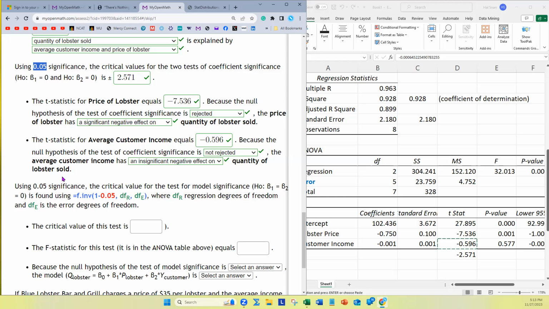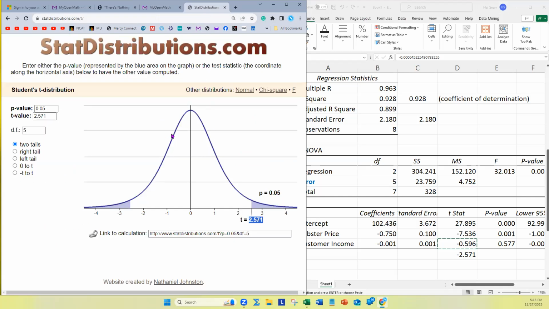significance, right? You can think of the hump of the distribution as the burden. And you're way out here, right? So your critical values are a huge hurdle for you to overcome to conclude that lobster price affects, in a negative way, how much it's sold, right?